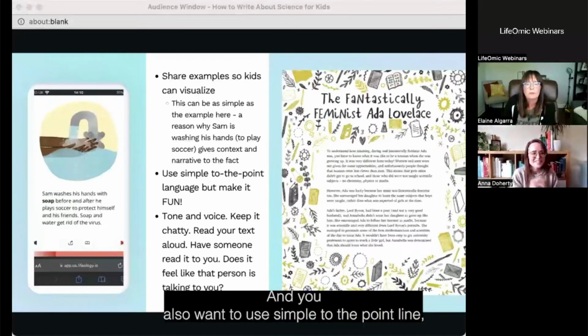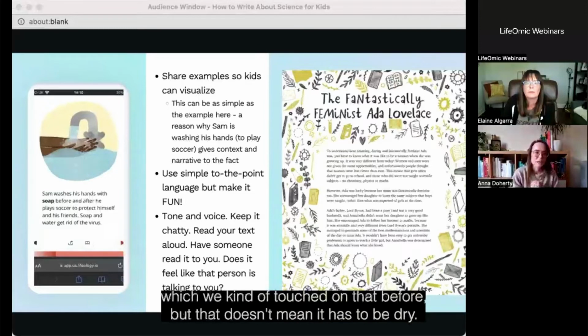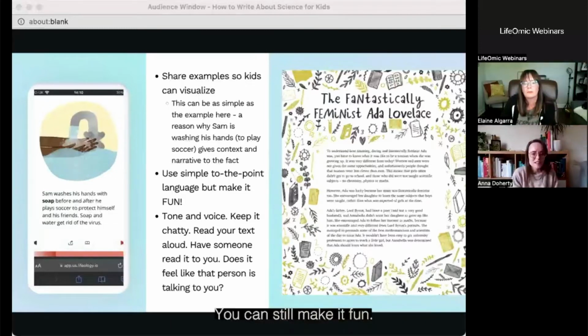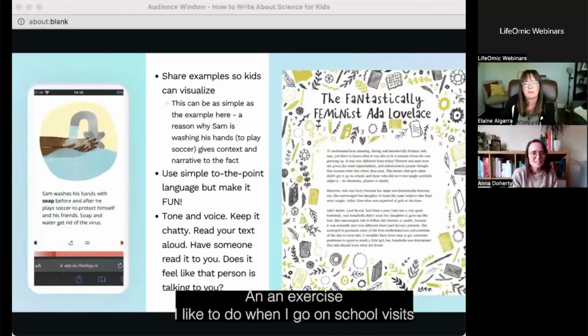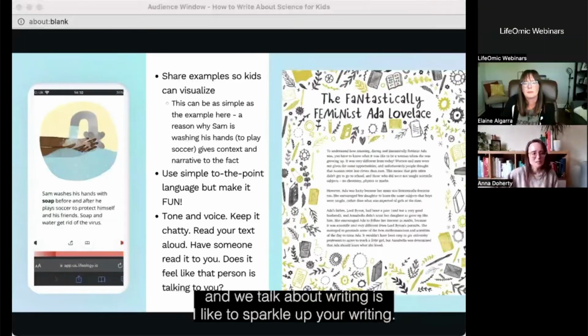You also want to use simple, to the point language. We kind of touched on that before, but that doesn't mean it has to be dry. You can still make it fun. And an exercise I like to do when I go on school visits and we talk about writing is I like to sparkle up your writing.